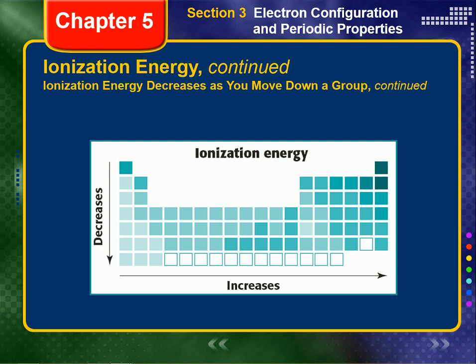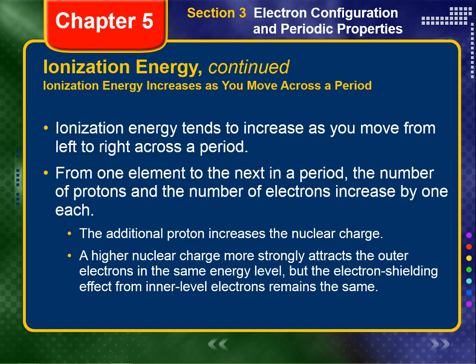So here's a graphic representation of the ionization energy trend. It decreases as you go down a group, and it will increase as you go to the right within a period. So ionization energy tends to increase as you move from left to right across a period, like we just saw.